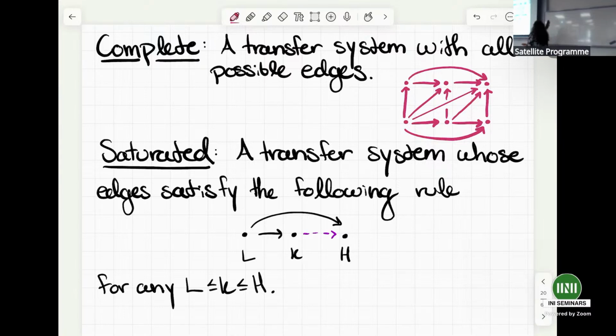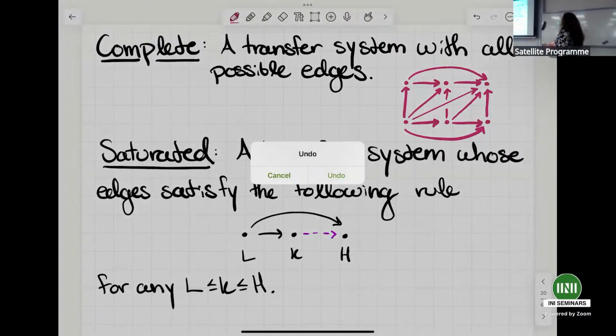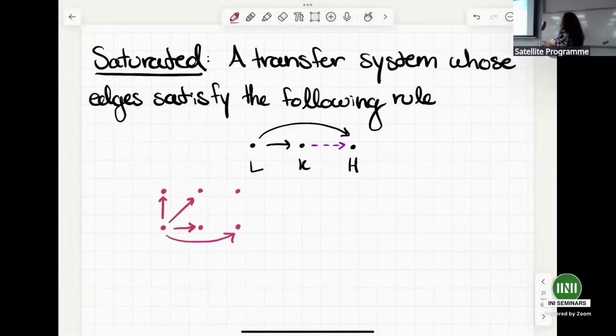A saturated transfer system is just one that satisfies this rule. If I have some edge from L to K and from L to H, then I also need this edge from K to H. Like Sophia showed us, you have the half smiley face, love that name, thank you. You have those bouquet kind of things, like the triangles. We'll go through examples.